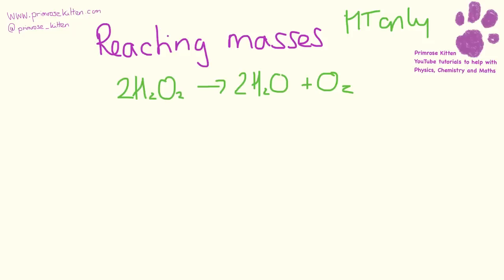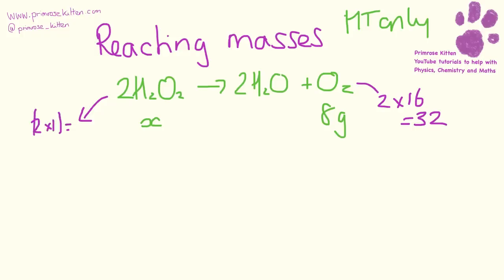This is another maths bit that's just for the higher tier students, and I think this is potentially one of the trickiest things in there. It's reacting masses. So we need to work out how much hydrogen peroxide we're going to produce if we have 8 grams of oxygen. Now the way that I do this is to start out by working out the masses of everything. So oxygen, we have two of those and they weigh 16 each, that weighs 32. Over here, we have 2 times hydrogen, they are 1 each, so that is 2. 2 times oxygen, they are 16 each, so that is 32, giving us 34, and we have 2 of them, so that is going to give us 68.